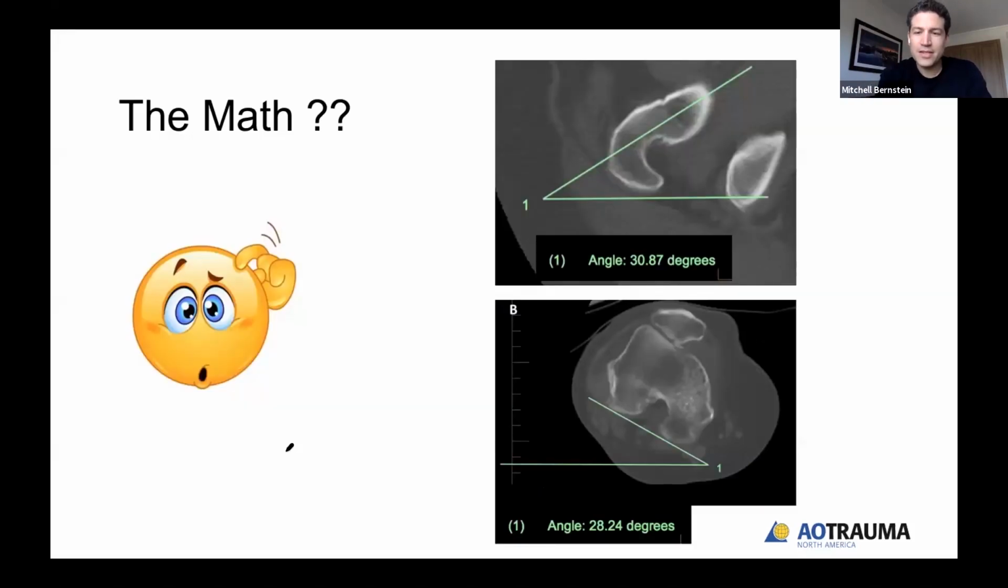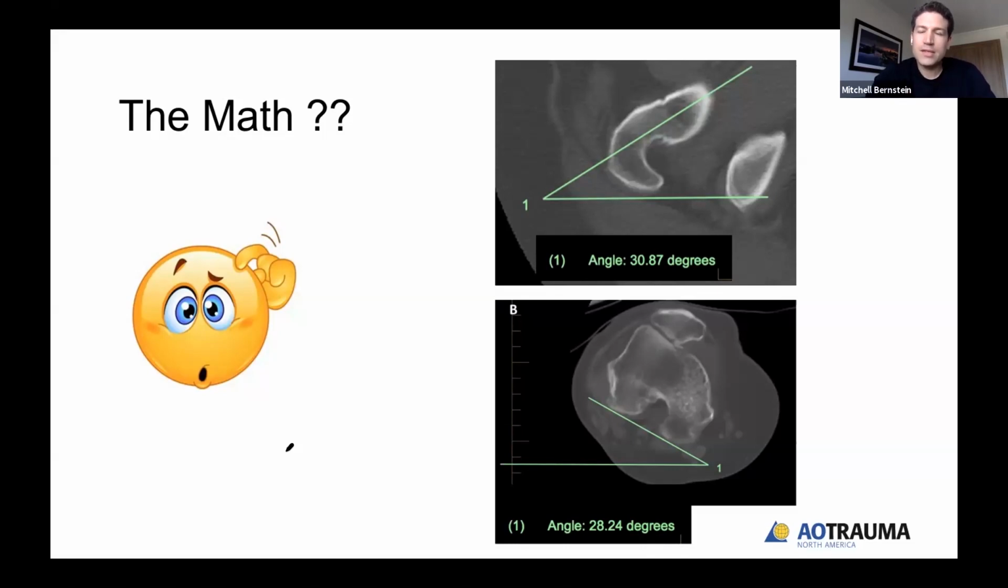So how do you do the math? This is basically what we get paid for. This is figuring out, does the patient have too much anteversion or too much retroversion? So the math is very important. So here's a patient, it's the right lower extremity.